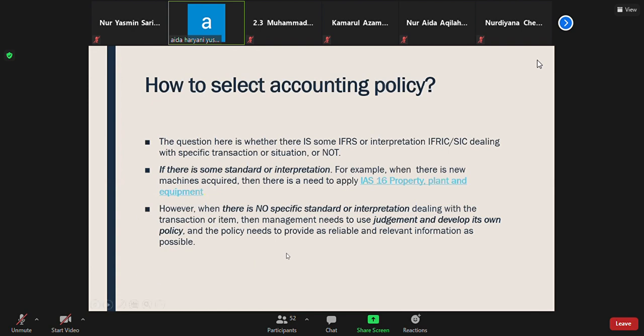And the policy needs to provide as reliable and relevant information as possible. So that's why they have to disclose it in the notes to the accounts for IAS 8. So in the notes to the accounts, they will explain. Remember, characteristic of accounting information: it must be reliable and it also must be relevant.